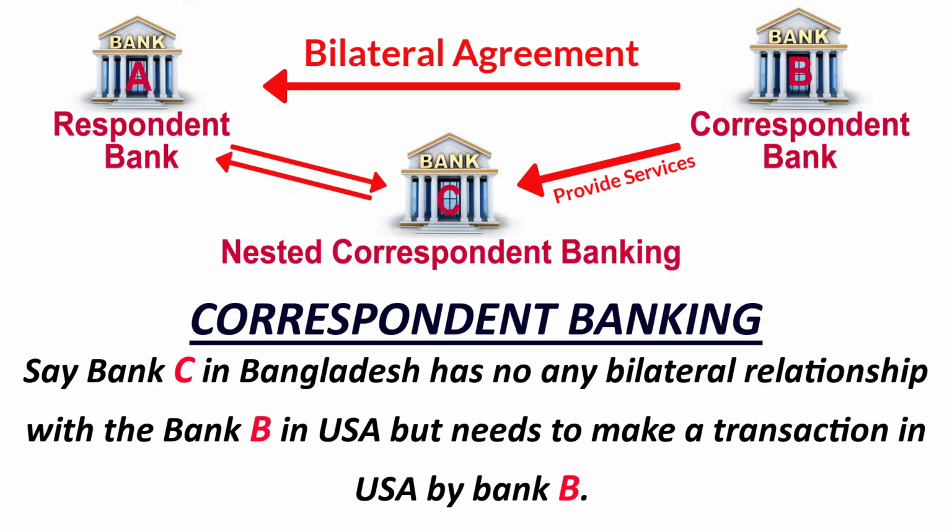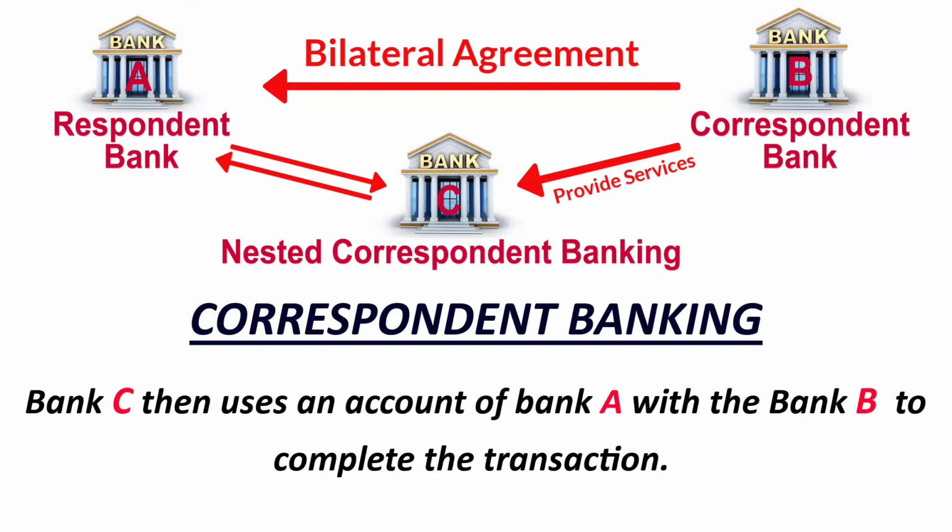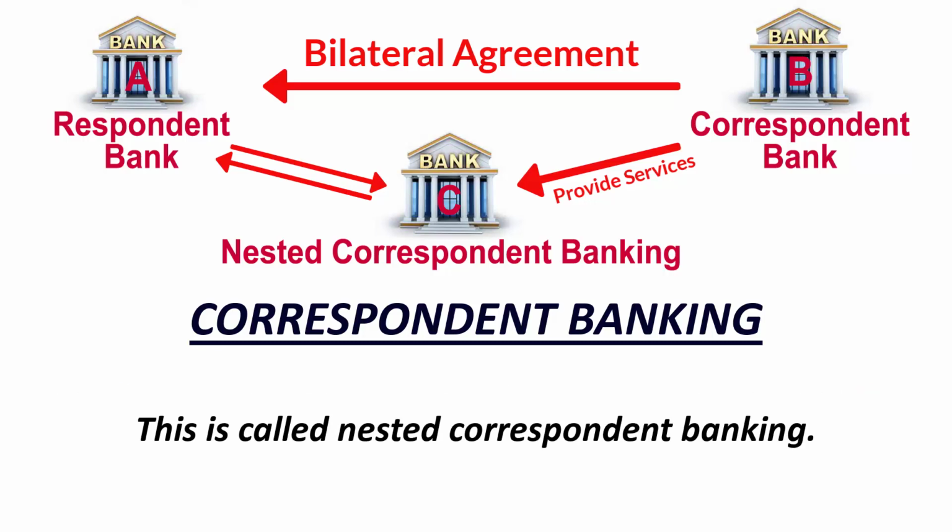Again, say bank C in Bangladesh has no bilateral relationship with the bank B in USA but needs to make a transaction in USA by bank B. Bank C then uses an account of bank A with the bank B to complete the transaction. This is called nested correspondent banking.